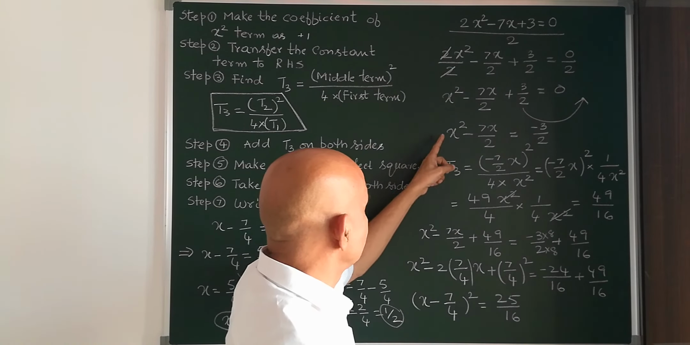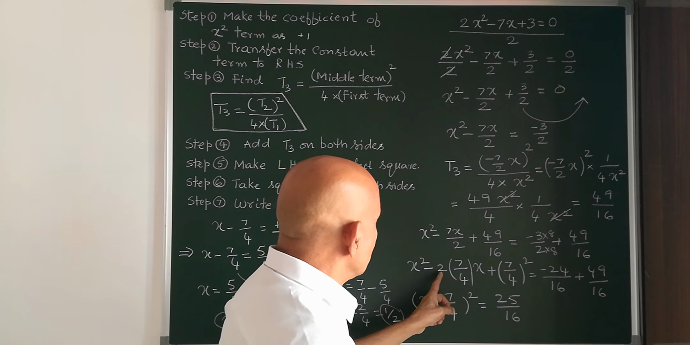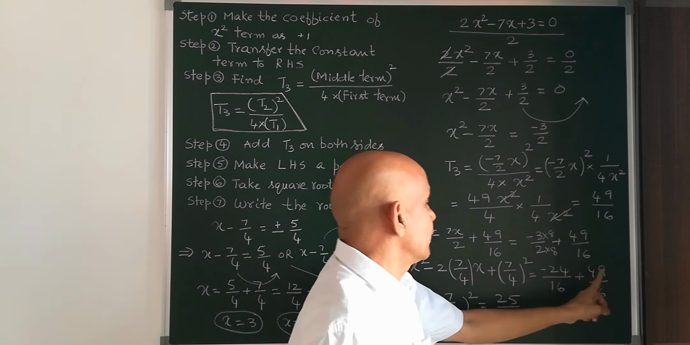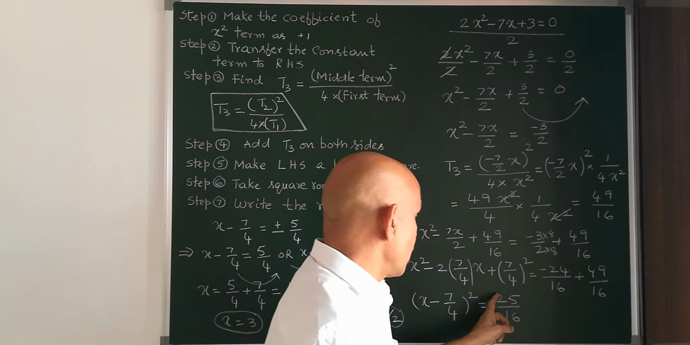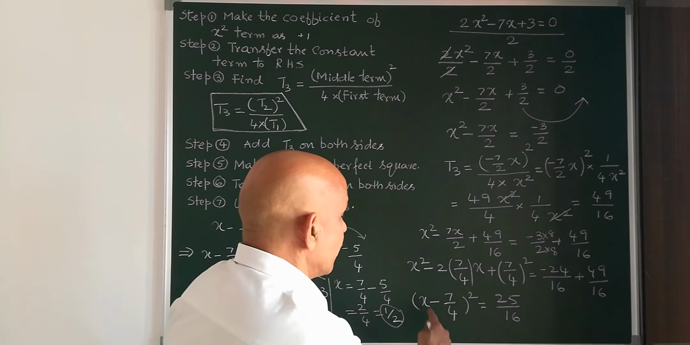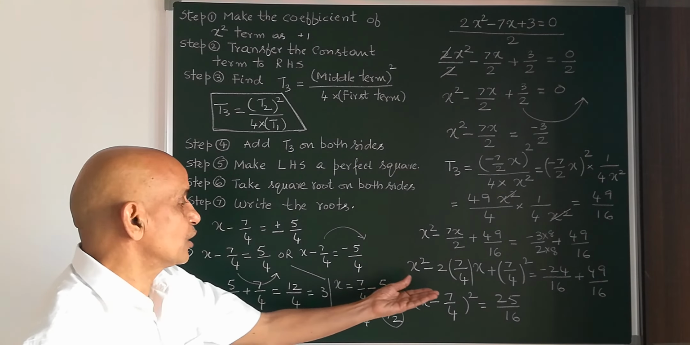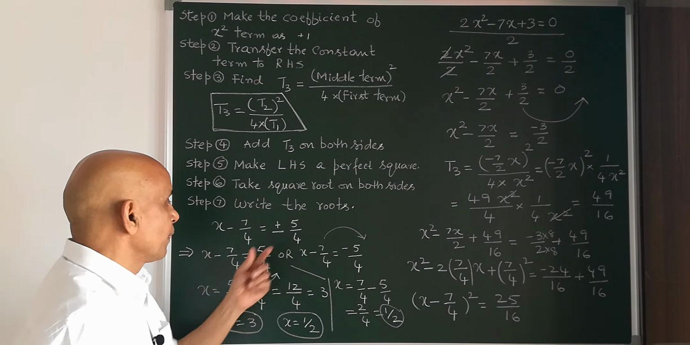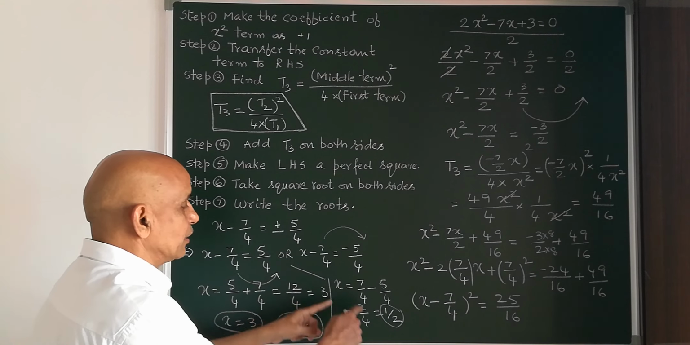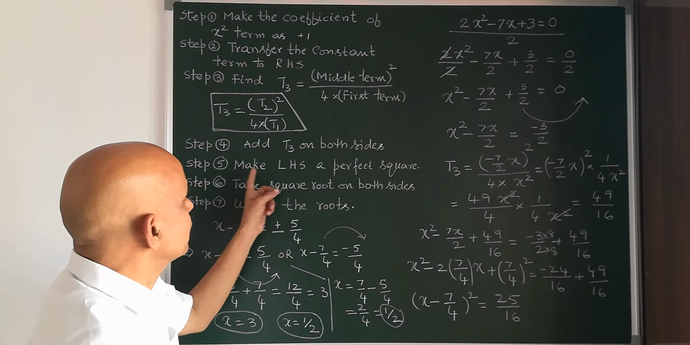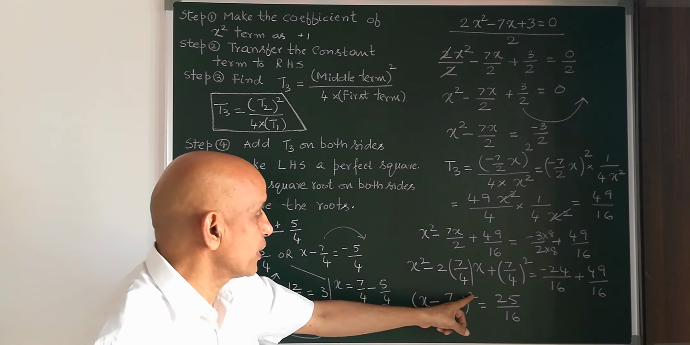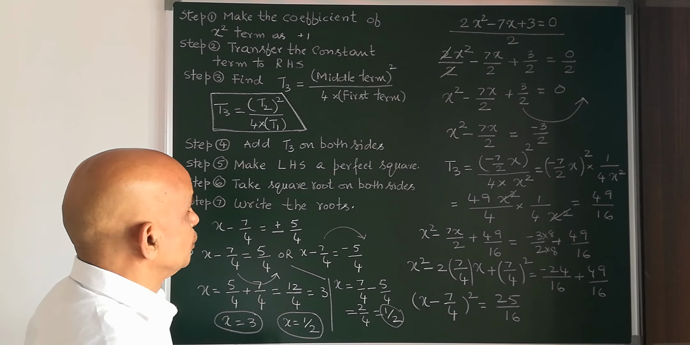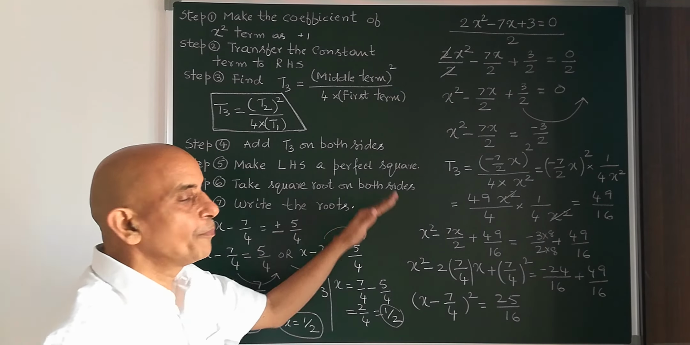So this side it has become x square minus 2 into 7 by 4 x plus 7 by 4 whole square, and this side is this. On simplification, we have got 25 by 16. Now we are taking square root on both sides. If you take square root on both sides, x minus 7 by 4 is plus or minus 5 by 4. With plus, you get 1 root; with minus, you get 1 root. So make the left hand side a perfect square. After making this perfect square, take the square root, then write the roots. So take some more examples and practice like this.